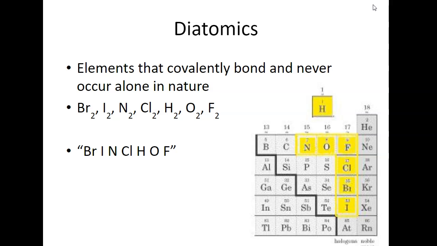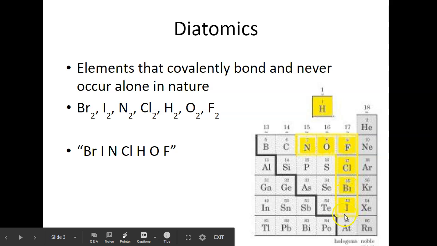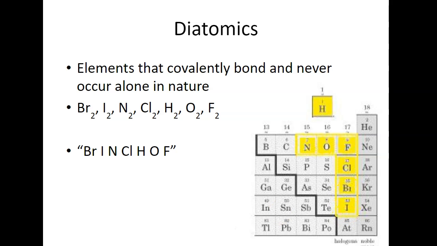Another type of covalent bond that you need to be aware of are diatomics. These are elements that bond with themselves. They will never occur in nature alone. They will always have at least another one of themselves connected covalently. These are all bromine, iodine, chlorine, hydrogen, oxygen, and fluorine. And you can look on this little periodic table here. Hydrogen, nitrogen, oxygen, and fluorine, chlorine, bromine, and iodine. So those are diatomics. They'll show up with these formulas: Br2, I2, N2, Cl2, H2, O2, F2.